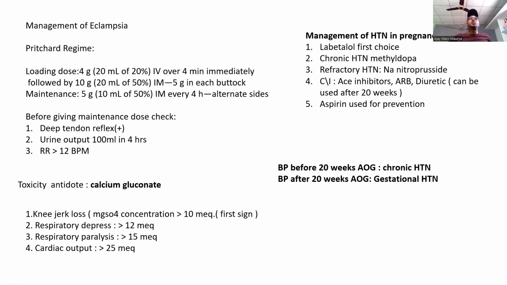Before giving the maintenance dose, you always have to check that the deep tendon reflex is positive, the urine output must be 100 ml in 4 hours, and the respiratory rate must be more than 12 breaths per minute. The toxicity antidote is calcium gluconate.